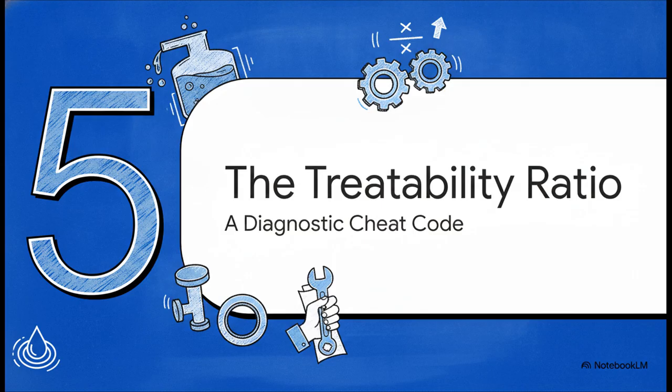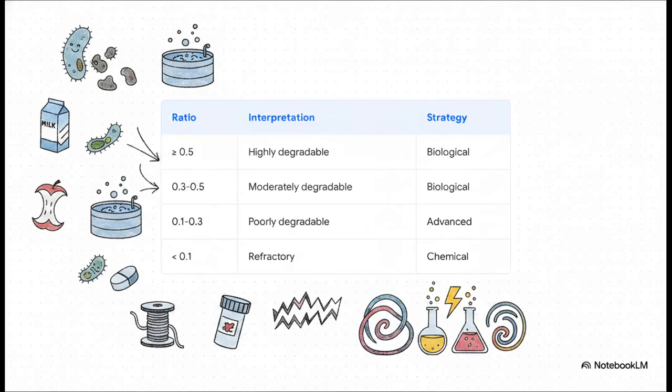Section 5. The treatability ratio. Now, this is where it gets really cool for water engineers. If you simply divide your BOD by your COD, you unlock what's basically a diagnostic cheat code. If that ratio is 0.5 or higher, which happens a lot with food or dairy wastewater, it means the pollution is highly biodegradable. You can just throw it in standard biological tanks and let nature do its thing.